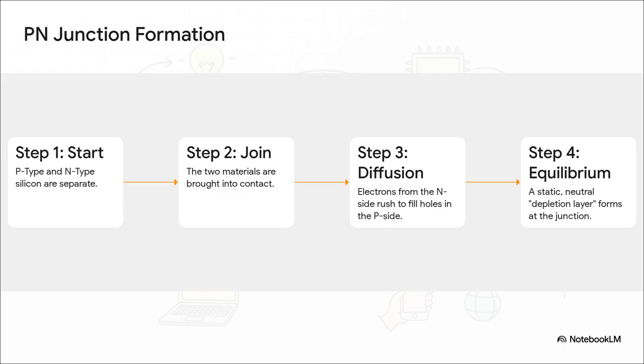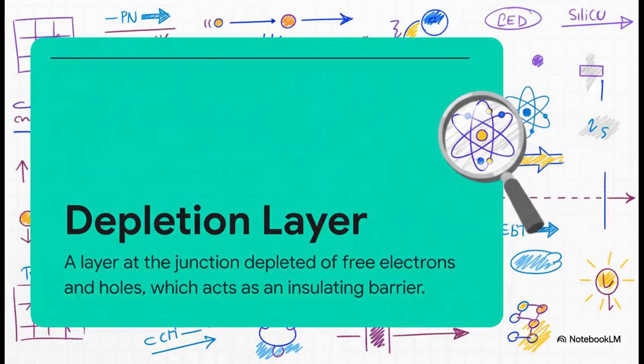And after that initial mad dash, things settle down, and we're left with this really unique, static, neutral zone right in the middle. This middle zone has a name. It's called the depletion layer. And that makes perfect sense, right? It's been depleted of all its free movers. The electrons and holes have all found a partner and settled down. So now, this layer acts like a tiny little barrier. It stops any more electrons from just casually wandering across. And this barrier, this is where all the power of the p-n junction comes from.